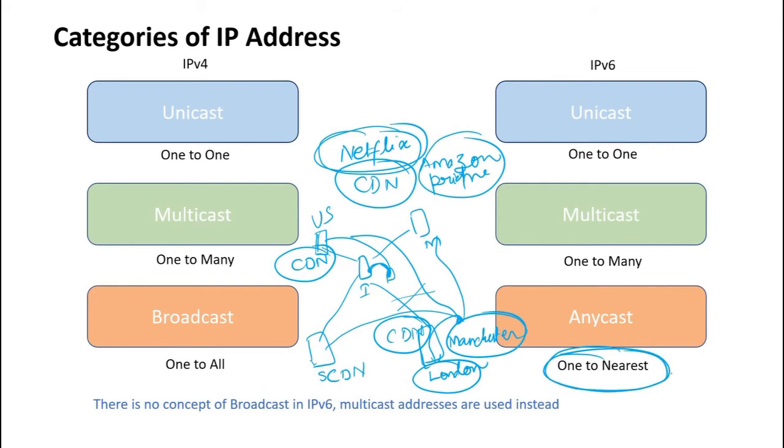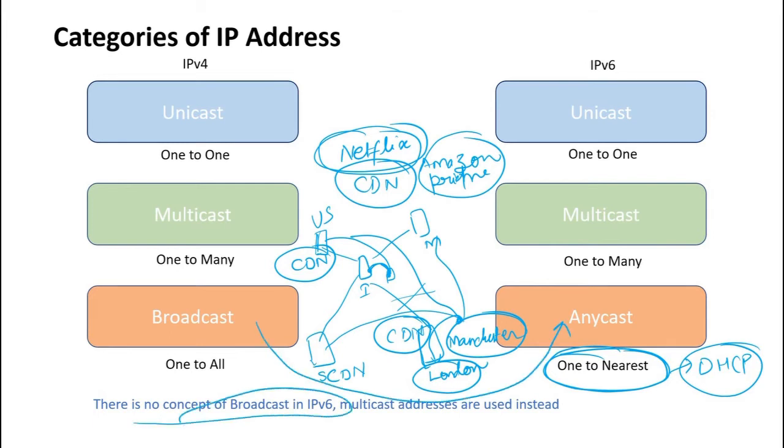It is also used, for example, when you request an IP address from the DHCP server. It goes to find the nearest DHCP server and gets the IP address from that. So from broadcast, we have moved to anycast. There is no concept of broadcast in IPv6.